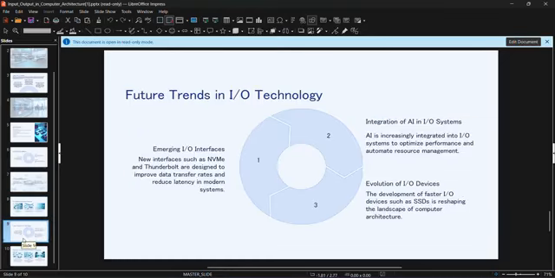Let's move on to the future trends in input output technology. So we have things like the emerging input output interfaces, right? The interfaces we've discussed, SATA and the rest. Now, new interfaces such as NVMe, meaning non-volatile memory express, and Thunderbolt are designed to improve data transfer rates and reduce latency in modern systems.